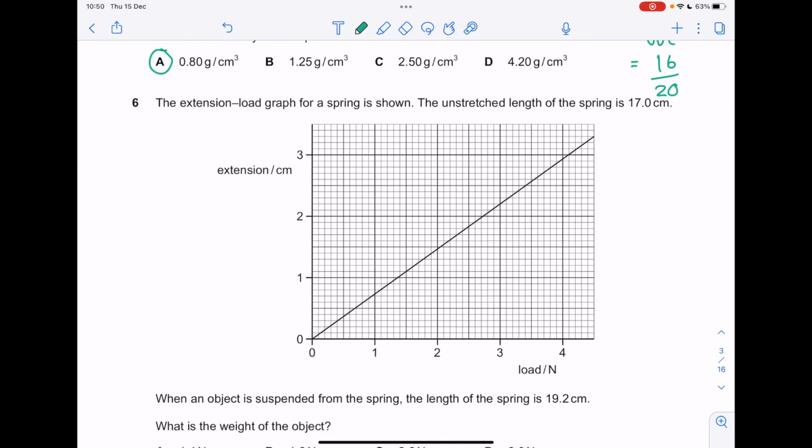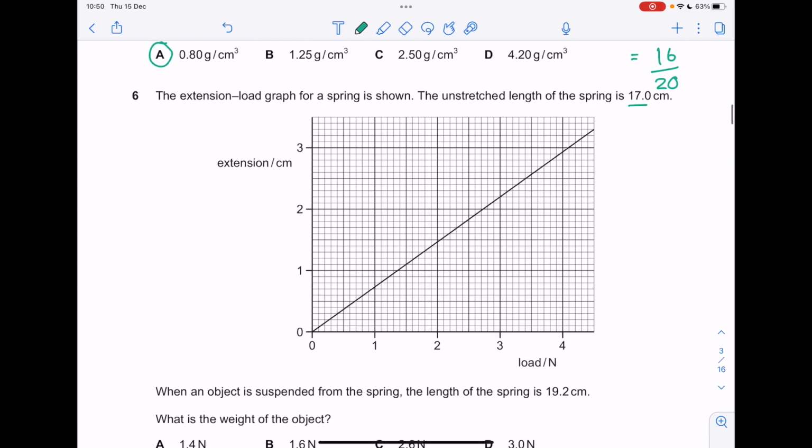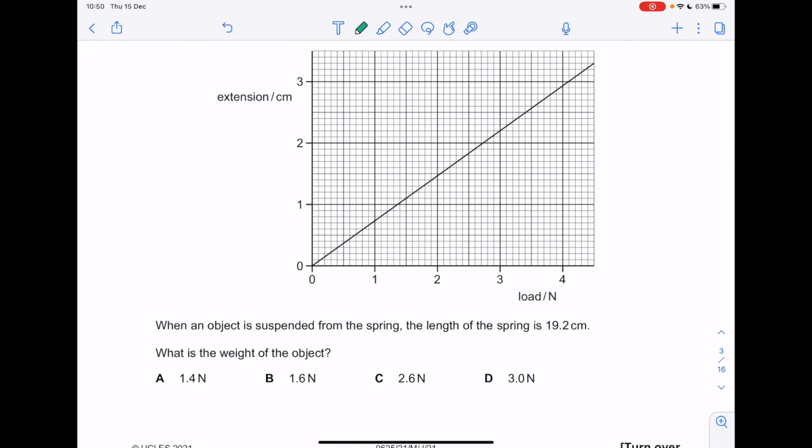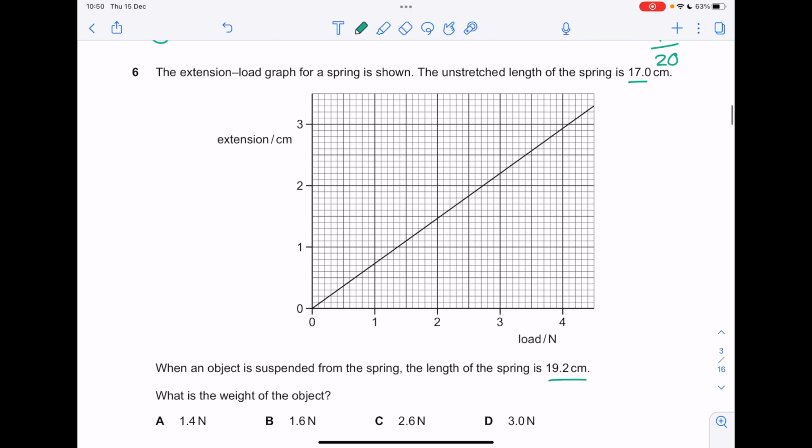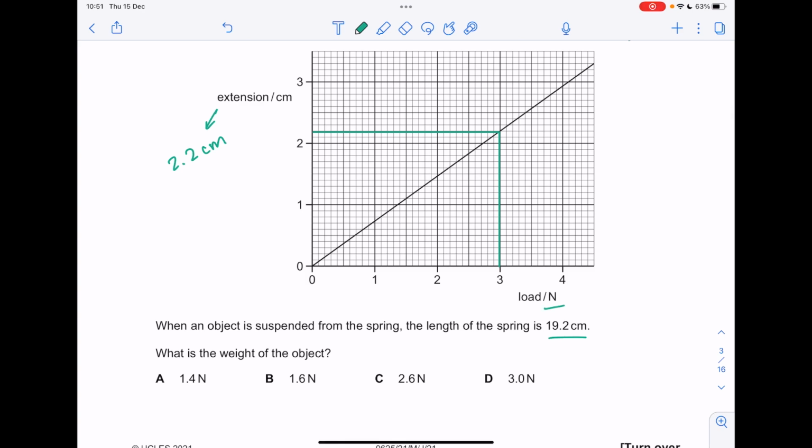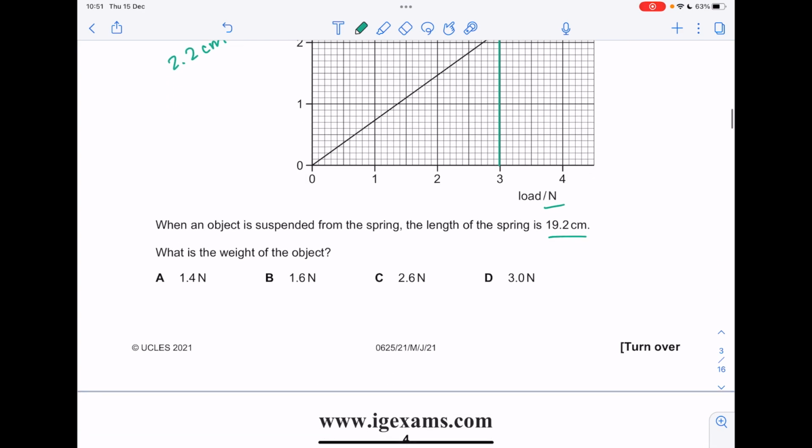The extension load graph for a spring is shown. The unstretched length of the spring is 17 centimetres. When an object is suspended from the spring, the length of the spring is 19.2 centimetres. What is the weight of the object? So let's work out the extension. It's the difference between 19.2 and 17 centimetres. So that's 2.2 centimetres. So look along this part of the graph line, then read down to the x-axis, and we can see that the weight, remember weight and load have the same unit, is 3 newtons.